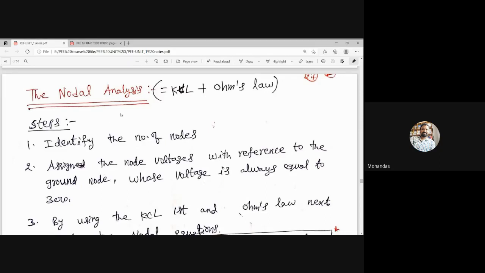First, write down the first steps. There are some steps to follow. Write down the first step: identify the number of nodes in the given circuit. Please write. First point, nodal analysis: identify the number of nodes.